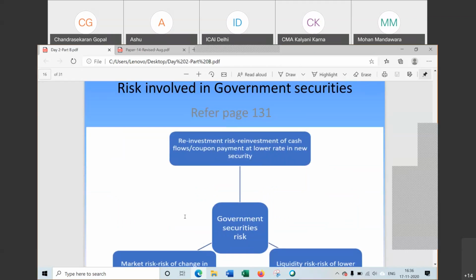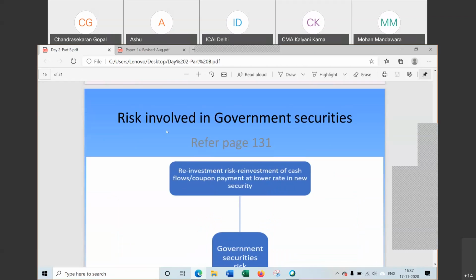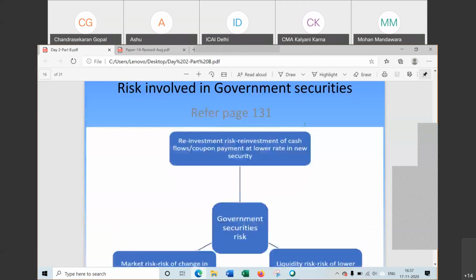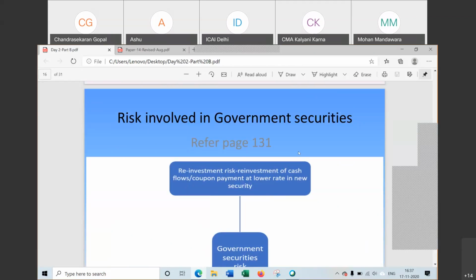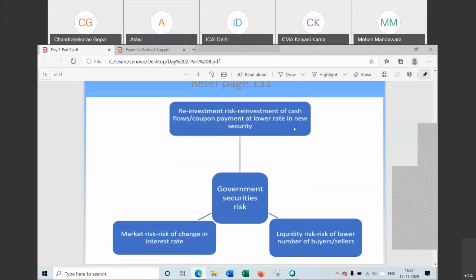One question in the exam: risk involved in government securities. This question has been asked for the theory. What are the risks involved in government securities? I have mentioned the page number also for the detail. So the question has been asked, what are the risks involved in government securities?